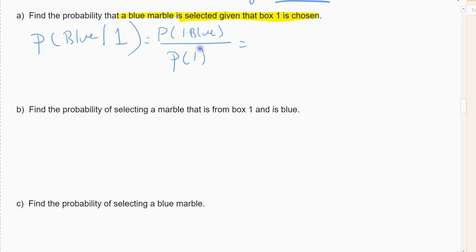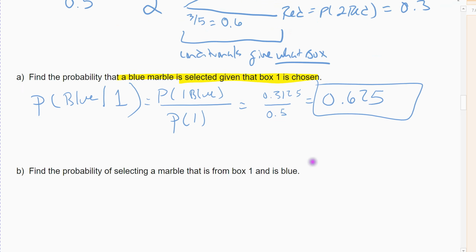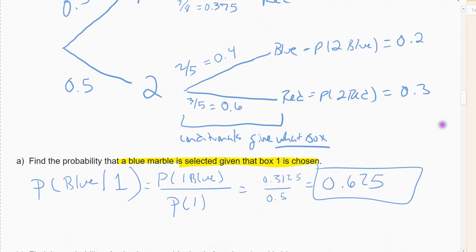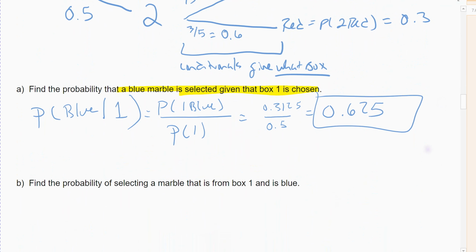The probability of getting box 1 is 0.5. The probability of getting box 1 and blue, if you go look at the tree, was 0.3125. That comes out, if you divide that out, 0.625. Which again, you could have figured that out was, well, that's the probability on my tree, right? That's this conditional probability. Given I've got box 1, the probability of getting a blue marble is that 0.625. And so you don't necessarily have to write out the formula. I just always do. It's just a good rule of thumb to double check myself. Alright, that's it. But if you just want to go straight from the tree to this answer, you can.